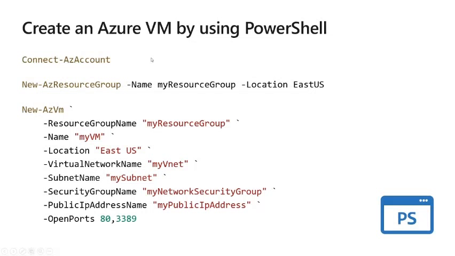What you need? First, you need to connect to your Azure account using your PowerShell, and then you need to create a resource group with the location, and then you need to create a virtual machine with this resource group, the name of the virtual machine, location, which is the same as your resource group, virtual network, the subnet, security group name, public address name, and open ports. I am opening it to HTTP and RDP. So with a simple rule, it will create a virtual machine for me.